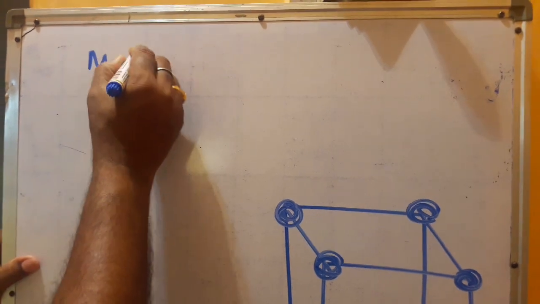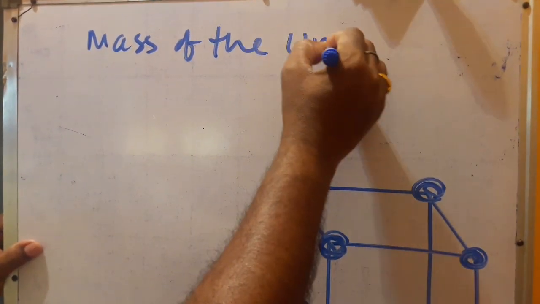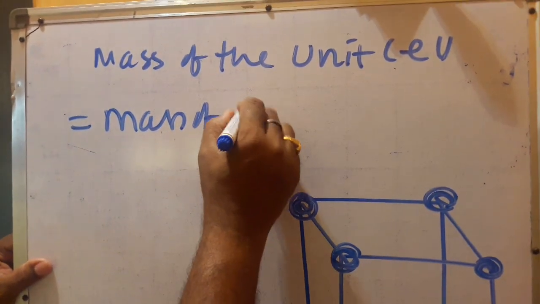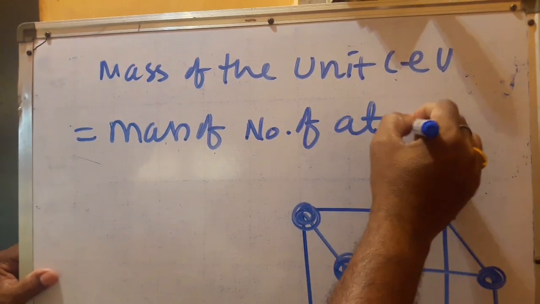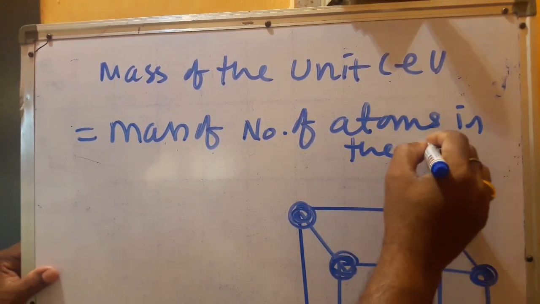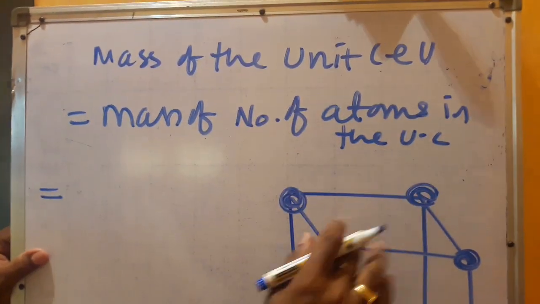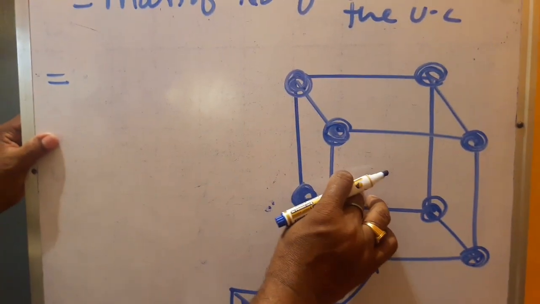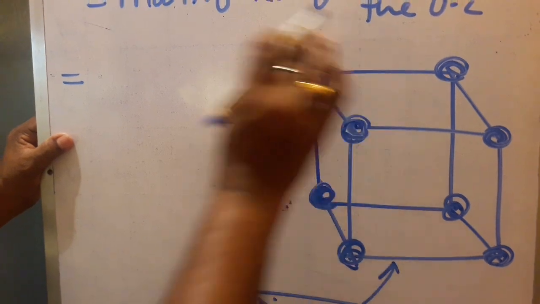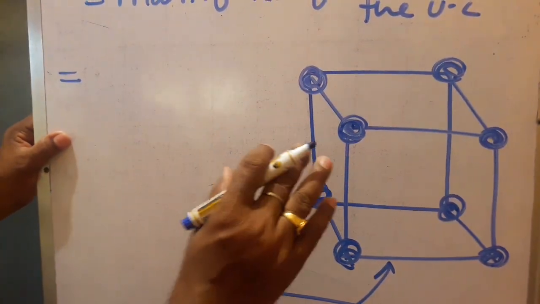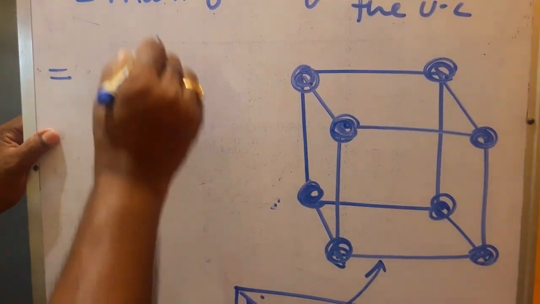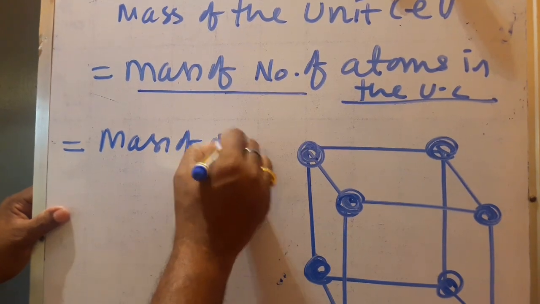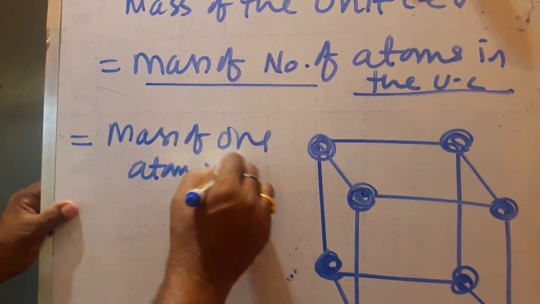Then mass of the unit cell is equal to mass of number of atoms in the unit cell. So now, what is mass of the number of atoms? If it is a simple cubic unit cell, that means per unit cell only one atom is there. So mass of one atom is equal to mass of the unit cell. Now for BCC, number of atoms is 2. For FCC, number of atoms is 4. So then mass of the unit cell is equal to mass of one atom into number of atoms.